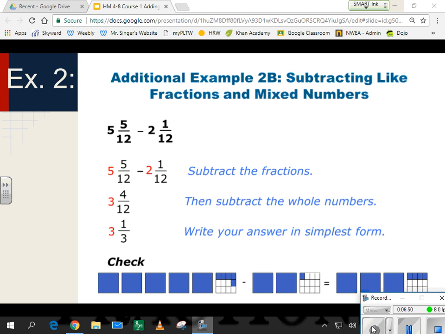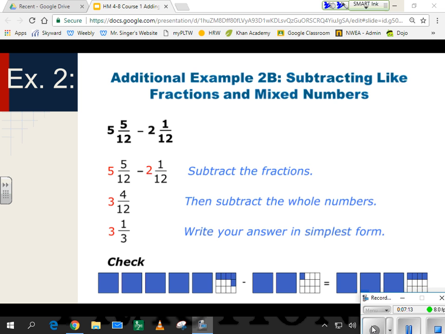All right, so let's look at a second one here. Now, for both of these problems, they both have a whole number. That's why they're mixed numbers. And they both have a fraction. But what do you notice about the 2 fractions you see here with 5 and 5/12 minus 2 and 1/12? You probably notice that they're like denominators. So because they're like denominators, it makes the math so much easier.